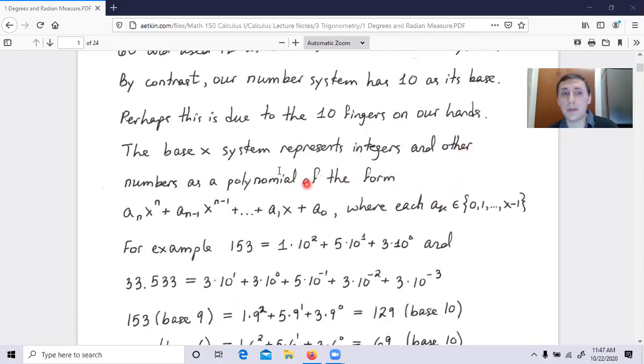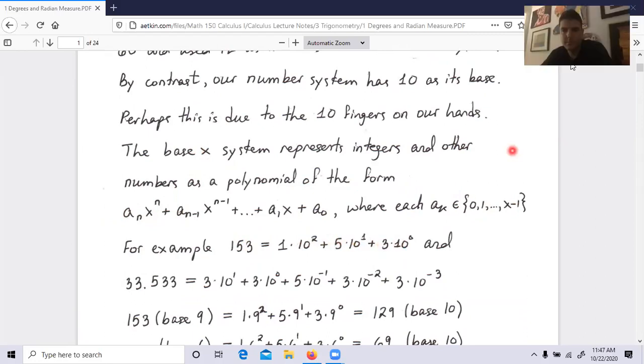So what is the base x system? The base x system means that if I take an integer x, then it's a polynomial where each coefficient of the polynomial is a number between 0 and x minus 1. So here is an example. We have 153 in base 10 system, guys. In base 10, it is 1 times 10 squared plus 5 times 10 to the 1 plus 3 times 10 to the 0. You understand? 1, 5, 3. Each of those numbers are the coefficients, and instead of x, I have 10 here.